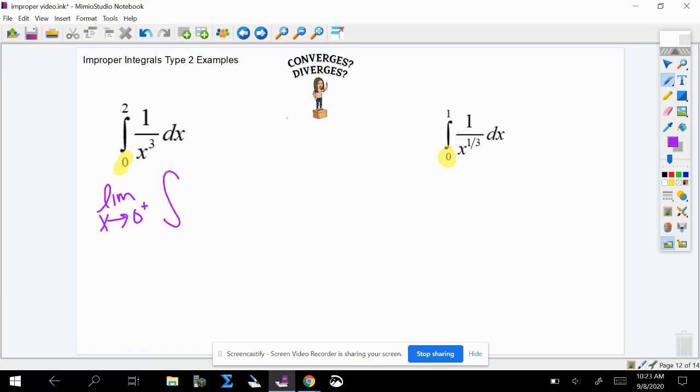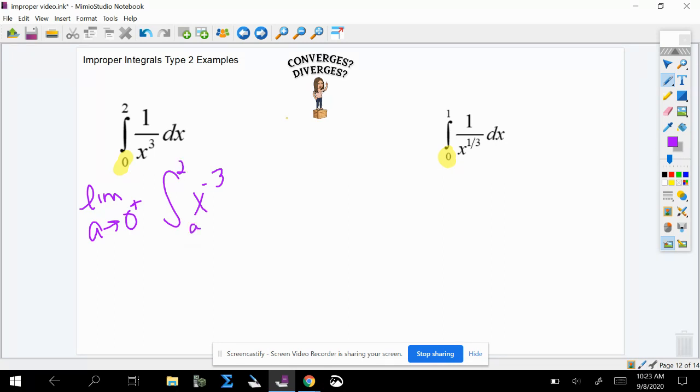1 over x cubed, or I could write it as x to the negative 3. I need to make this a different letter. Let me call it a, since it's a lower boundary. Sorry, let me try that again. So let's do the limit as a goes to 0 from the right. So then we're going to go from a to 2.